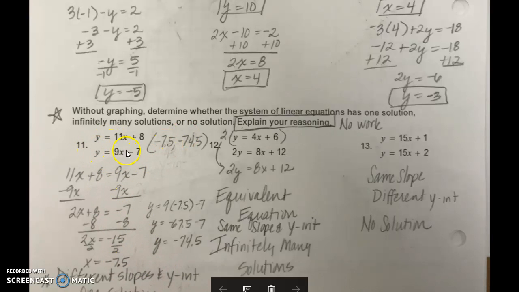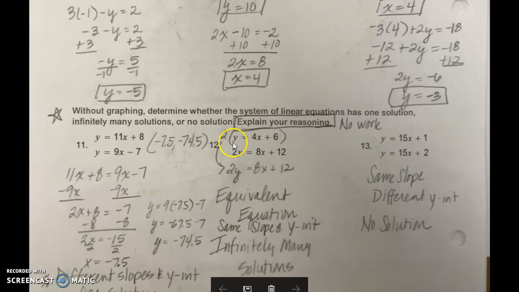So for number 11, I went ahead and did solve this system. It was a little messy, but as you can see, your two equations when in slope-intercept form have different slopes and different y-intercepts. When that happens, it's always going to give you one solution.